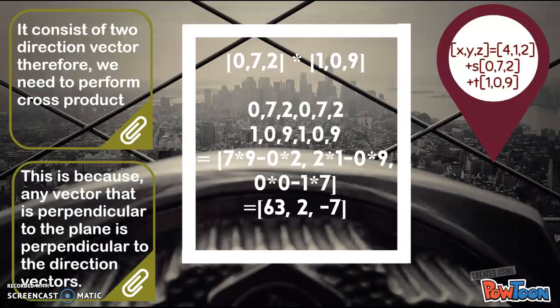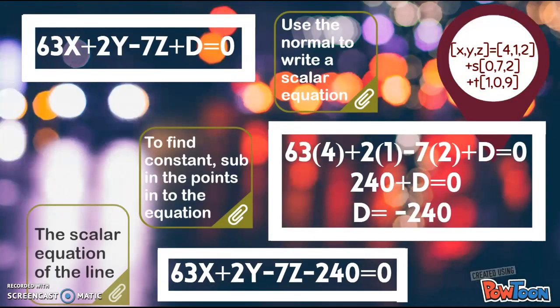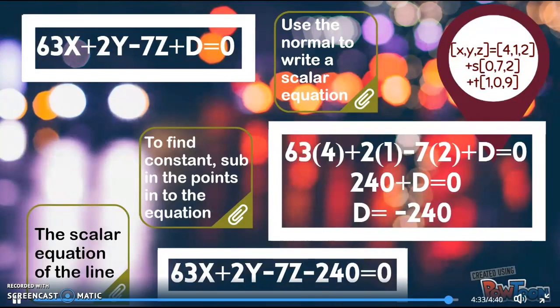The value we found is 63, 2, negative 7. After that, let's use the normal and make it 63x plus 2y minus 7z plus d equals 0. To find the constant, substitute in the point given in the vector equation into 63x plus 2y minus 7z plus d, and we will find the constant. The value we found for d is negative 240, and this is how it is written: 63x plus 2y minus 7z minus 240 is the full scalar equation of the plane.